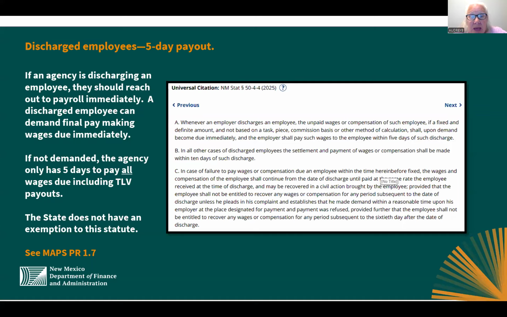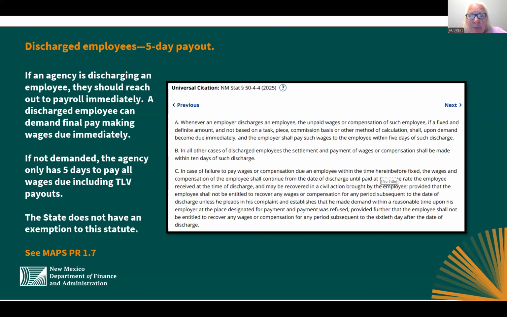But as in most cases, payroll has no idea what is going on at the agency level. We do not know if a termination is voluntary or involuntary. We do not know if this is a highly disgruntled employee and you're going to get an on demand request, or if you need to meet a 5-day payout. So you have to communicate with us in order for us to assist you.